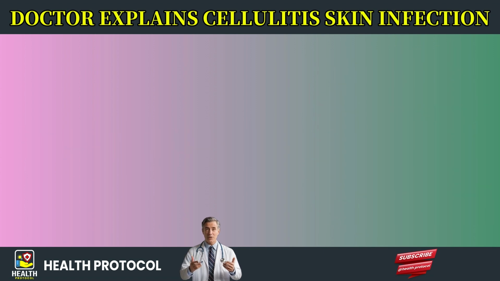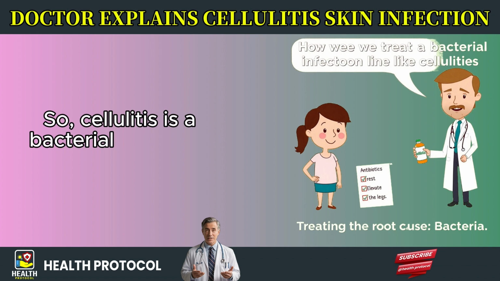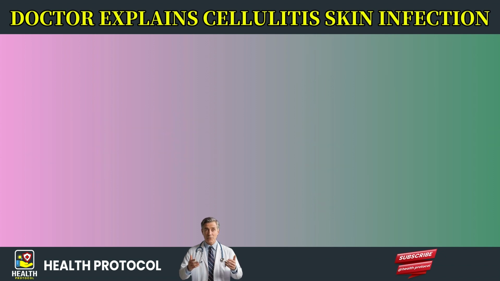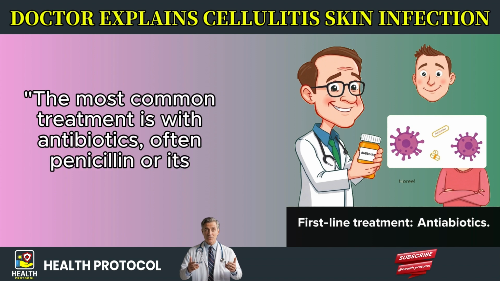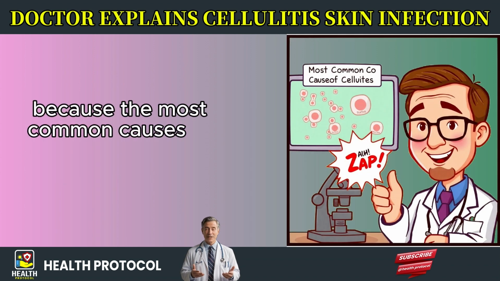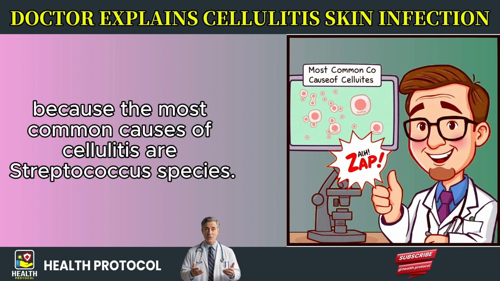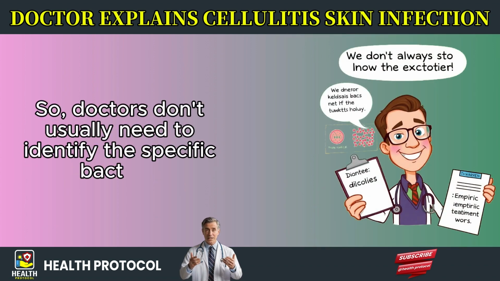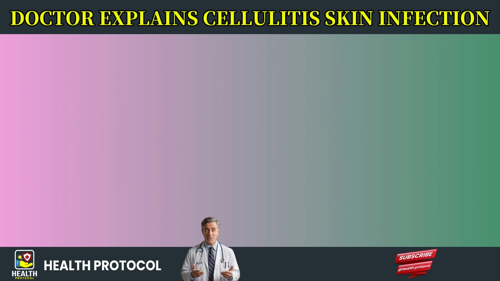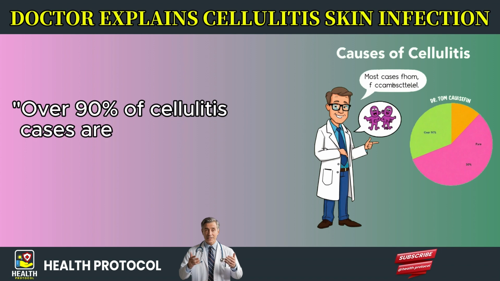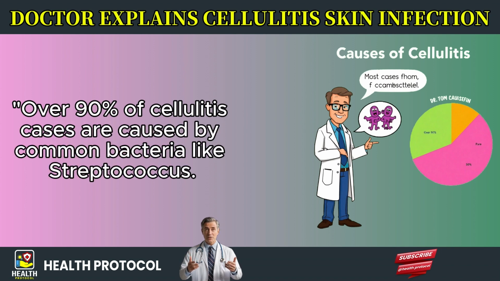Treating cellulitis. So, cellulitis is a bacterial infection. How do we treat it? The most common treatment is with antibiotics, often penicillin or its derivatives, because the most common causes of cellulitis are Streptococcus species. So, doctors don't usually need to identify the specific bacteria. They can make an educated guess. Over 90% of cellulitis cases are caused by common bacteria, like Streptococcus.